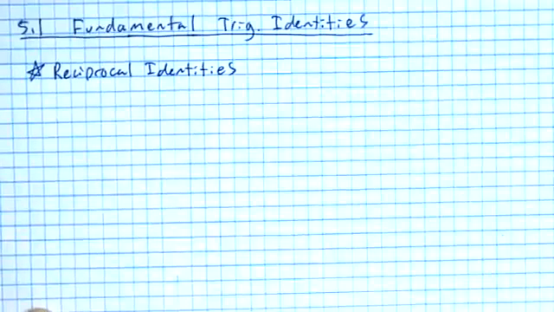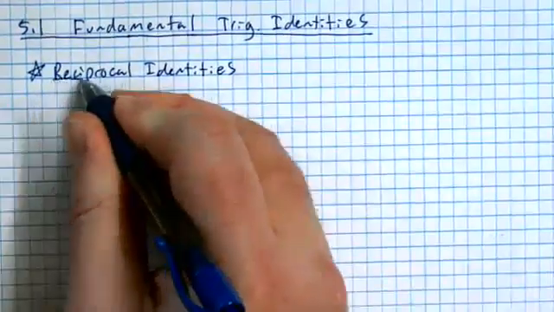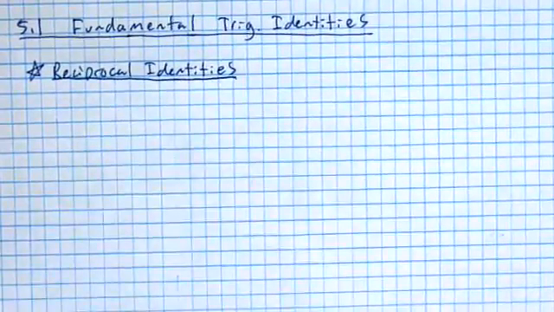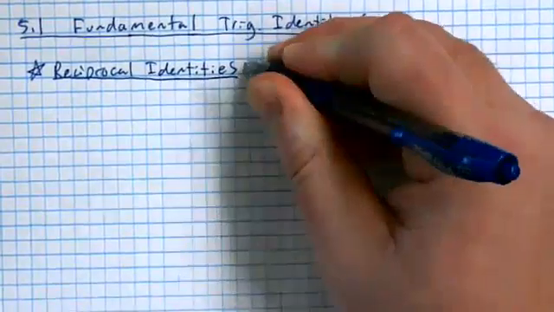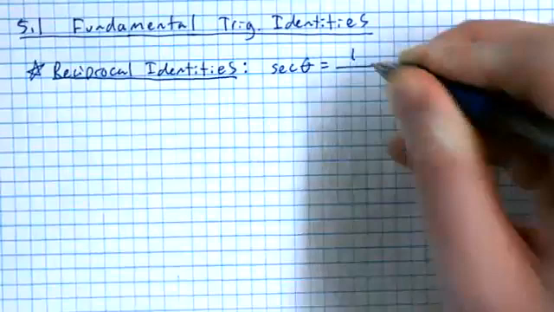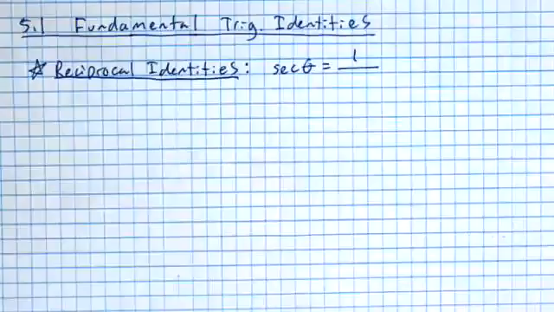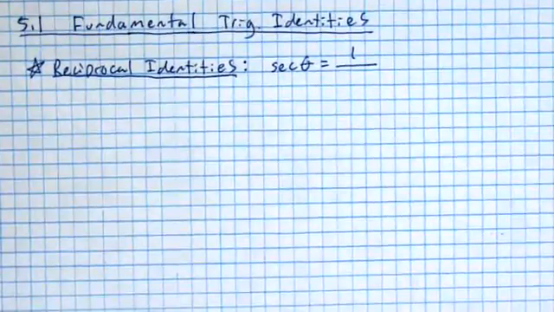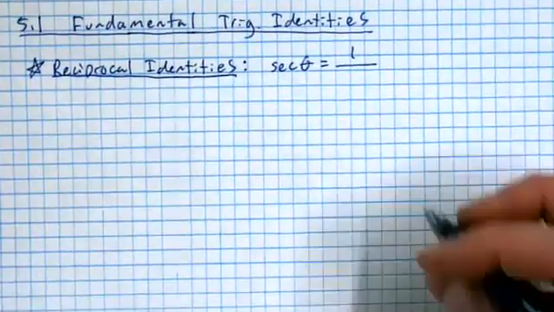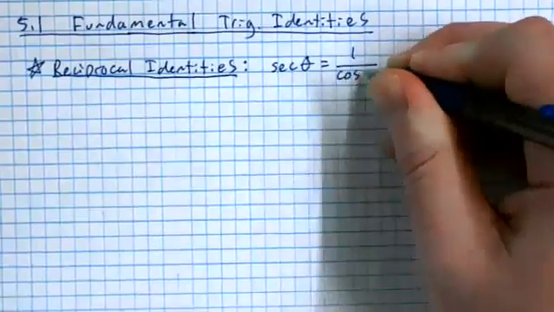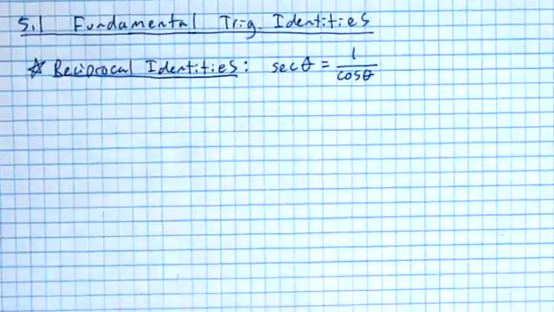Reciprocal just means 1 over something. And we've talked about these. Let's give an example of one of them. The secant of theta is equal to the reciprocal of what? Secant goes with sine or secant goes with cosine? Cosine. Secant is equal to the reciprocal of cosine.